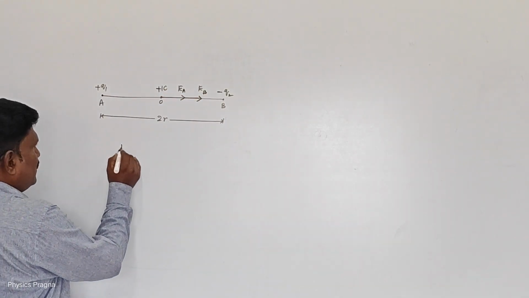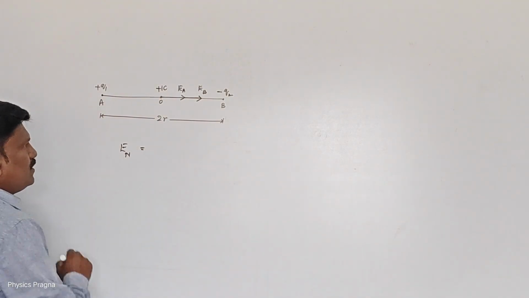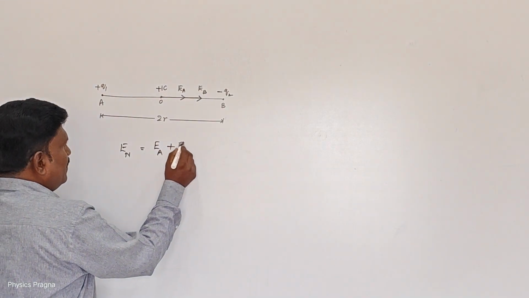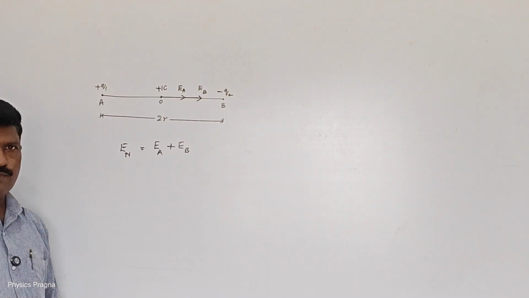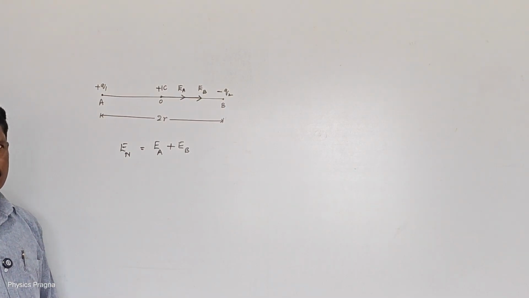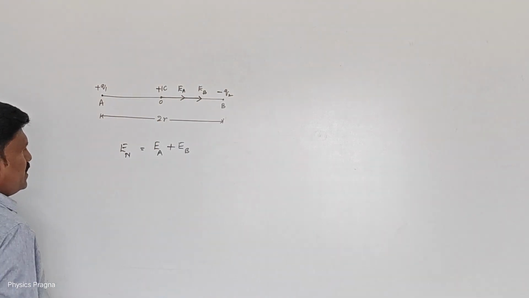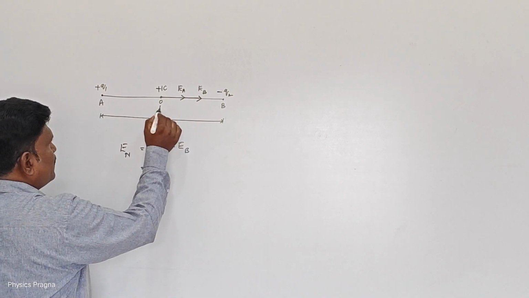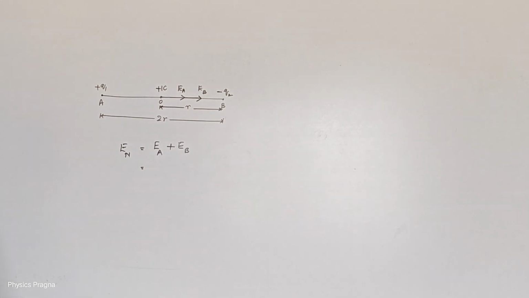So now the net electric field at O is equal to E_A plus E_B, because both are in the same direction. If they were in opposite directions, you would obviously take a negative sign. Both are in the same direction, so the net is the addition of the two electric fields. The distance between them is 2r, so the midpoint is at r distance. It is also r distance from A.